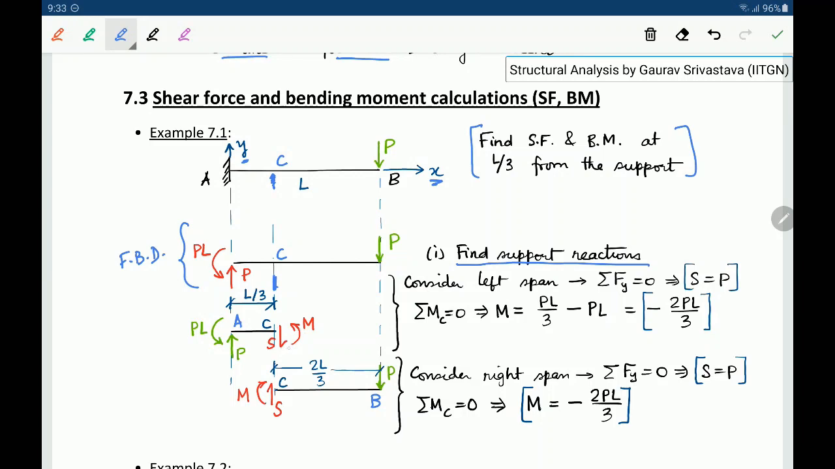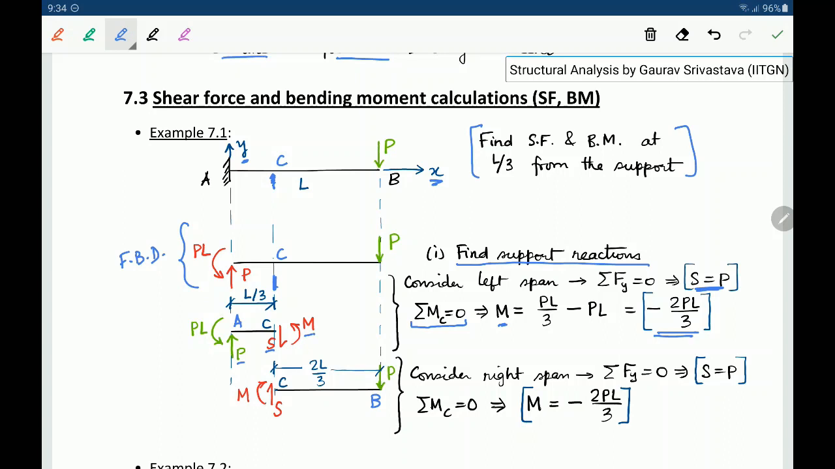So according to the positive sign convention, the downward shear and counterclockwise moment will be the assumed positive sign convention. So when we consider the left span, the summation of Fy equal to 0 will give S equal to P. Okay, and we can do moment balance about point C. That gives M as minus 2PL by 3. So like this we can compute S and M.